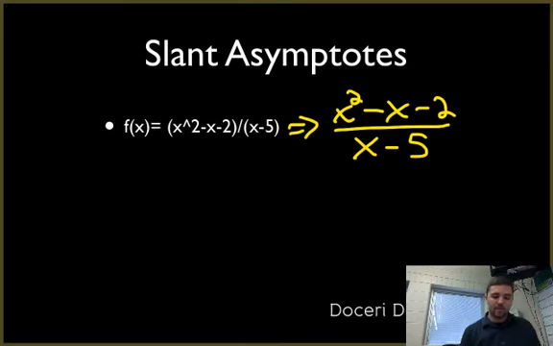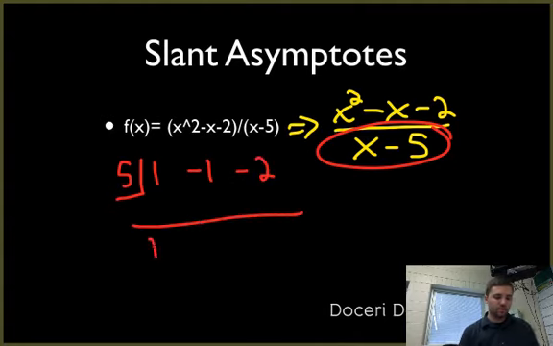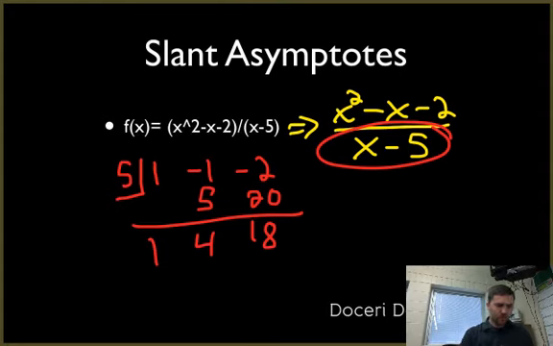So since my denominator is x minus 5, I'm going to use synthetic division, and I'm going to take 5 and divide x minus 5 into x squared minus 1. So this would be 1, negative 1, and negative 2. Bring down the 1. 5 times 1 is 5. Negative 1 plus 5 is 4. 5 times 4 is 20. Negative 2 plus 20 is 18. So my resultant function after I divide is x plus 4, remainder of 18.